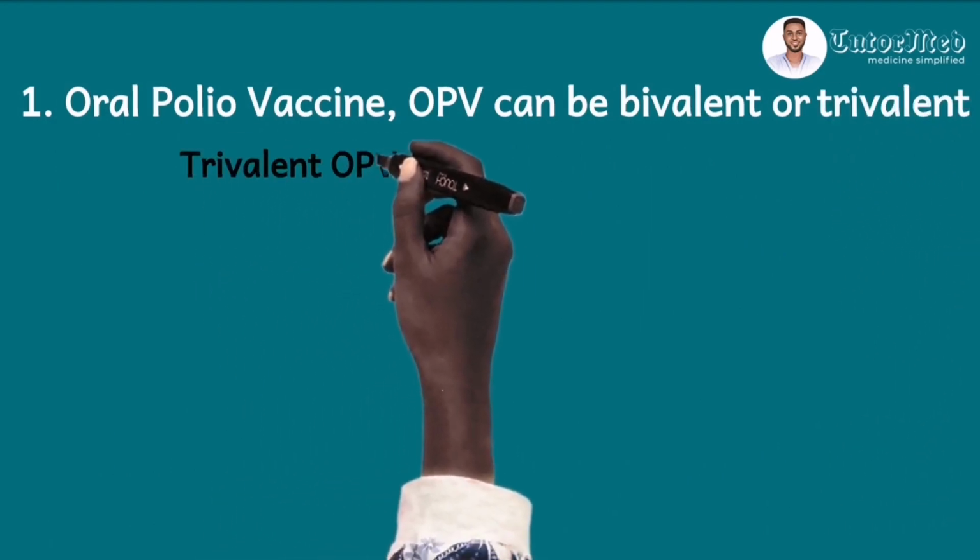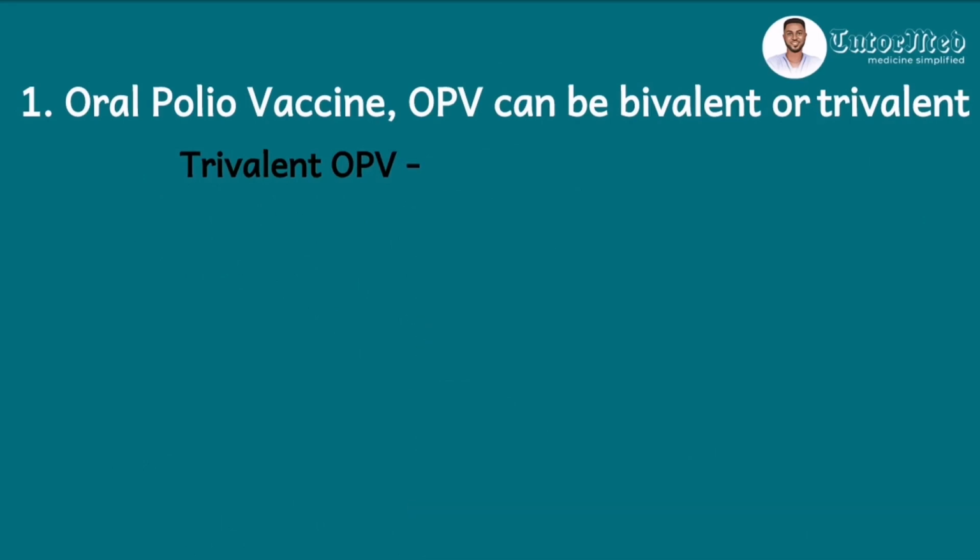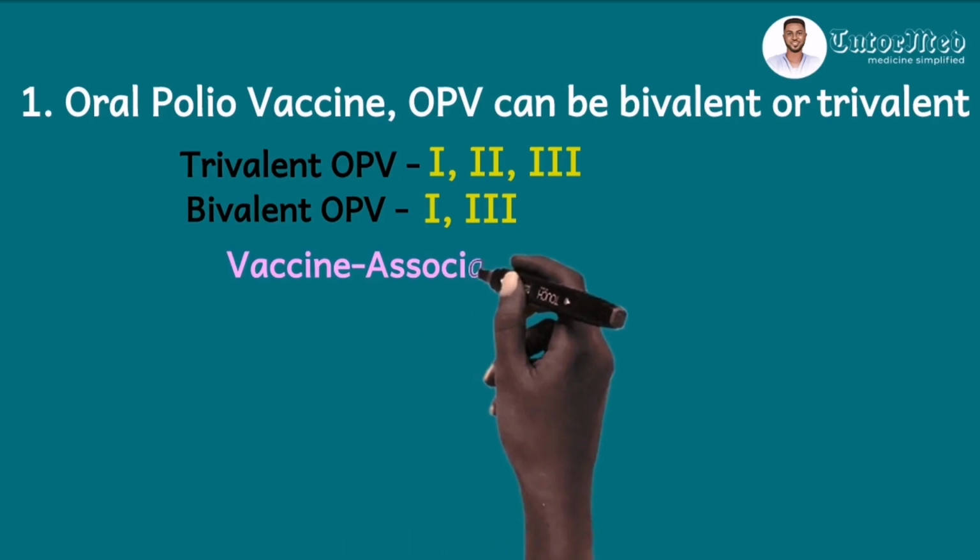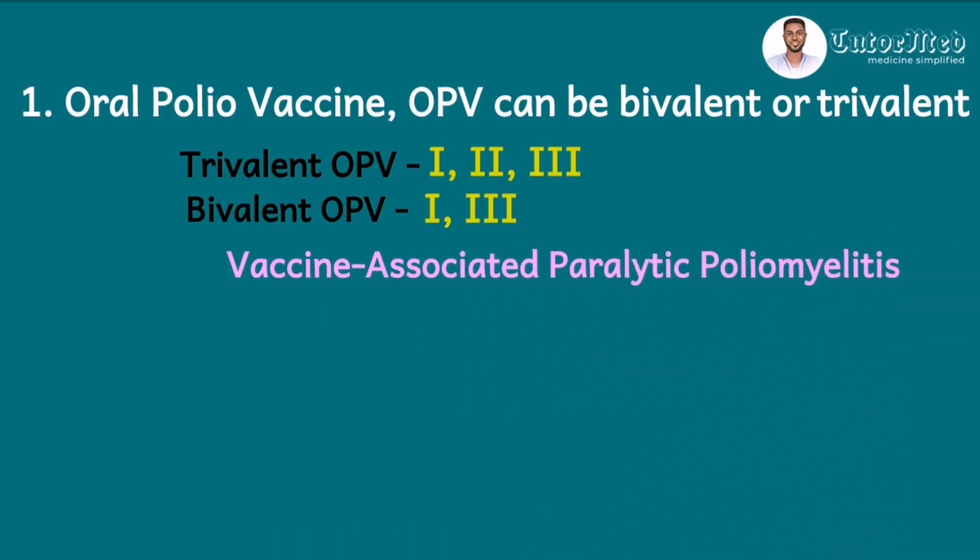The trivalent oral polio vaccine contains the live strains of the viruses types 1, 2, and 3. And so because it contains 3 strains, it is named trivalent. And then the bivalent type, as the name suggests, will contain 2 strains, that is type 1 and type 3. Now previously in Ghana, we used the trivalent vaccine, but the strain 2 in it has been found to cause vaccine-associated paralytic poliomyelitis. And so because of that, the trivalent was abandoned, and we now use the bivalent formulation.